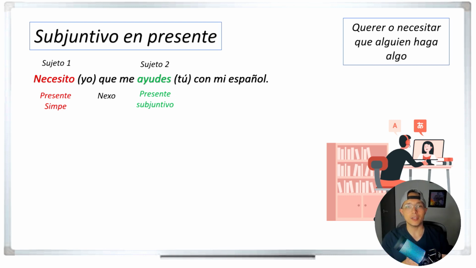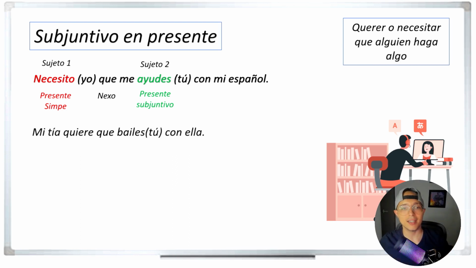Now, we connect the subjunctive tense with the indicative tense with the word que. This will be the nexus, the bridge to connect the real part of the sentence with the unreal part of the sentence. Let's take a look at example number 2.